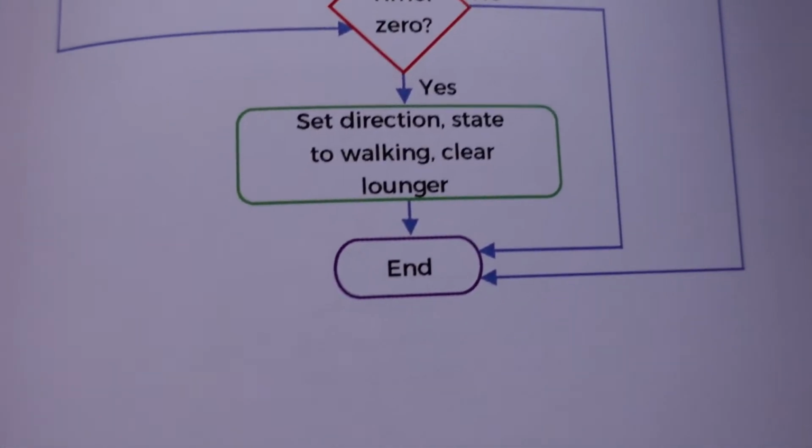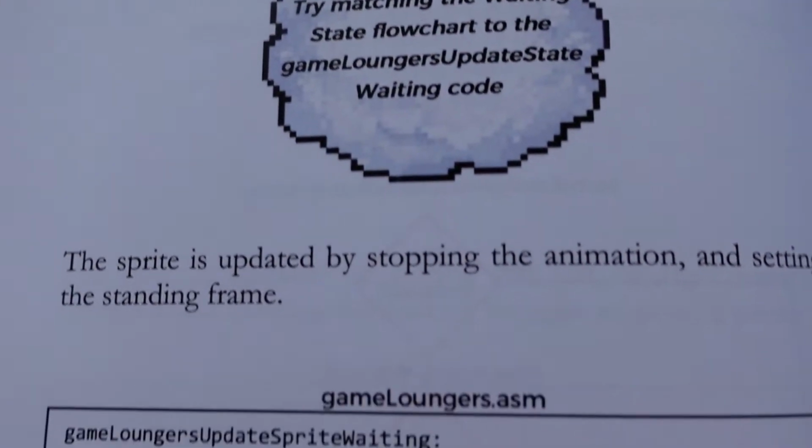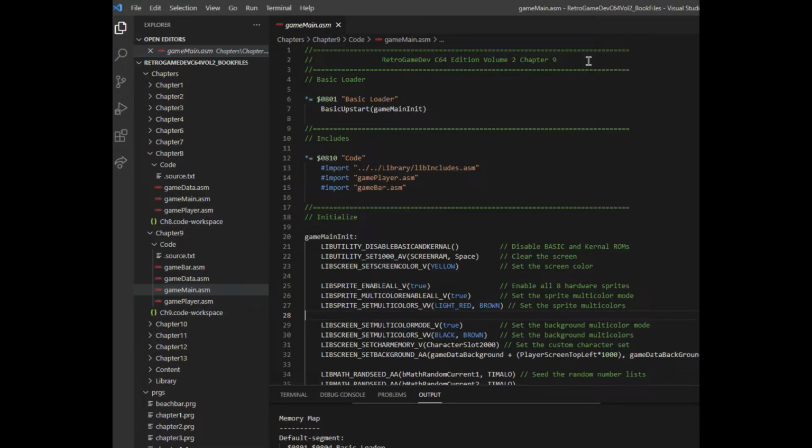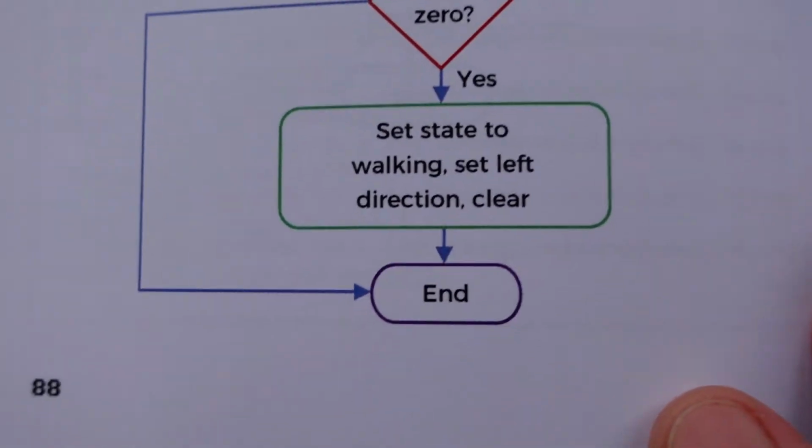Try matching the walking state flowchart to the game lounge update state walking code. So you can kind of see like, hey, is fire pressed? Yes. Do this. No, do this. And so you can kind of try to figure out how the program flow compares to the flow chart if you take time looking through it. And he has a few more examples of those on page 88 and 89. And then he just says to go ahead and run the program.